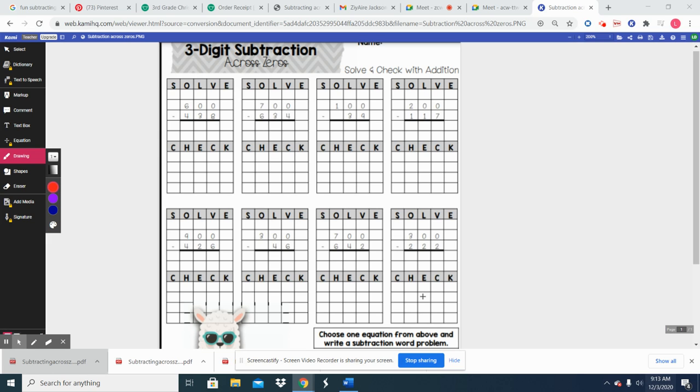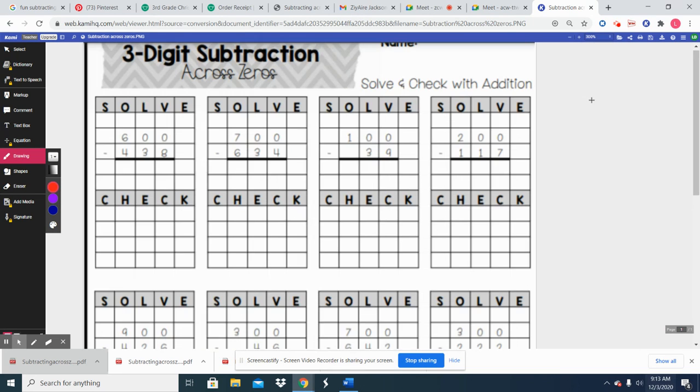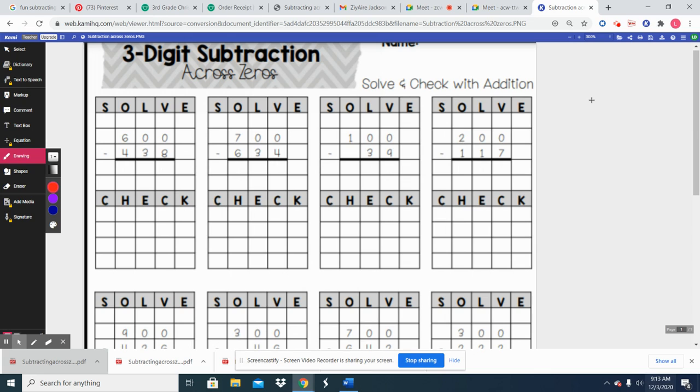Today's lesson is 3-digit subtraction across zeros. So when we are using the Cami app, you can blow up this picture to be bigger. I could make it 300, make it really big. You can use text boxes or the drawing app, which I'm going to use. You always want to start in the ones place.